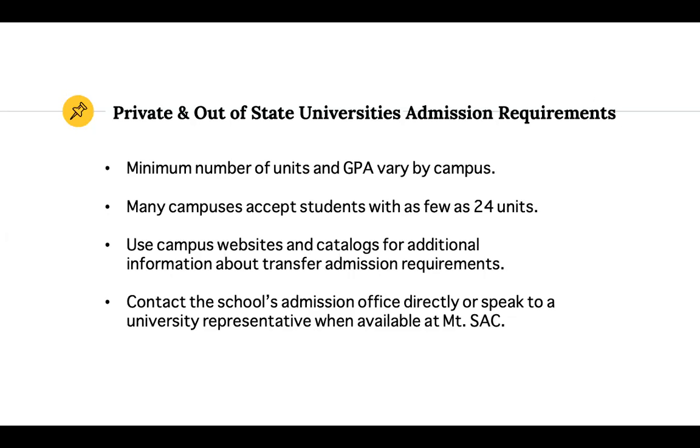So you want to make sure that you are meeting with the transfer specialist or the counselor early on to determine what the minimum requirements are. Many campuses accept students with as few as 24 units. So you want to make sure you're doing some research as early as your first semester. You also want to make sure that you're contacting the school admissions office directly or speaking with a representative. We do have private universities who send representatives to Mount SAC, and you can make an appointment with us to meet with them one-on-one.